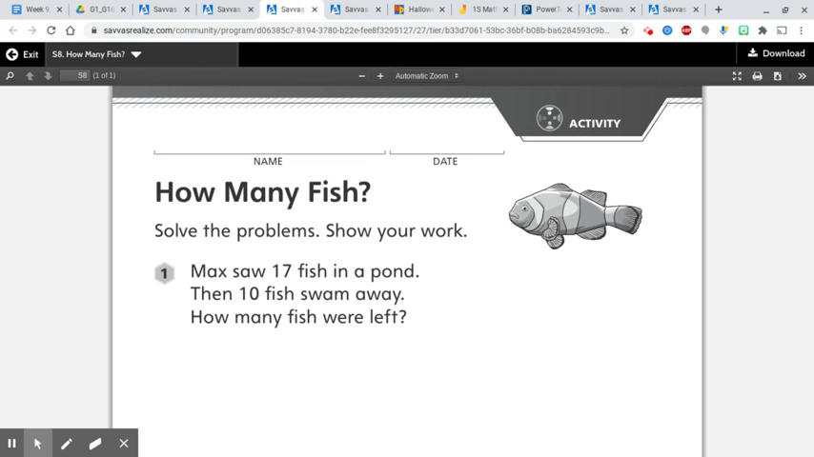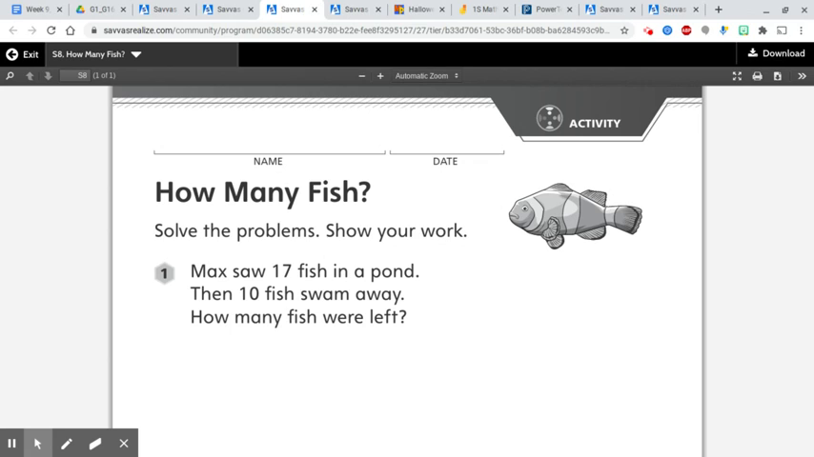The next story problem that we're going to work on is how many fish. So make sure you finish the last problem. You can pause the video if you need to, and then we'll work on this one. It says Max saw 17 fish in a pond. Then 10 fish swam away. How many fish were left?